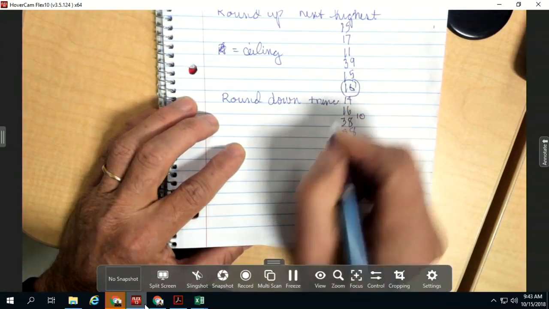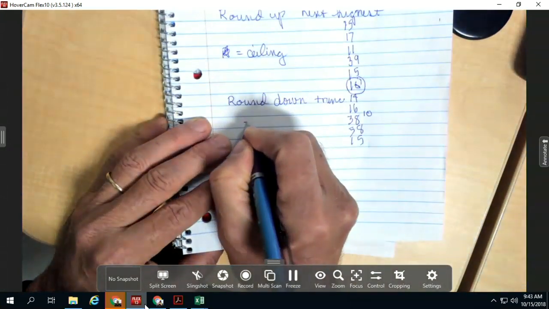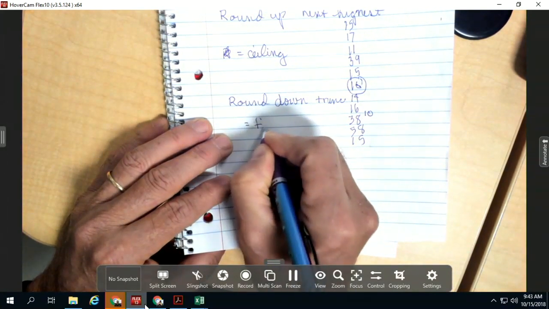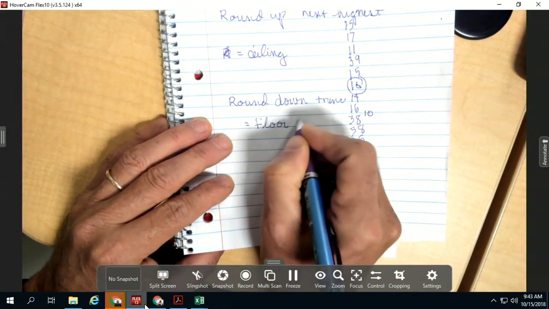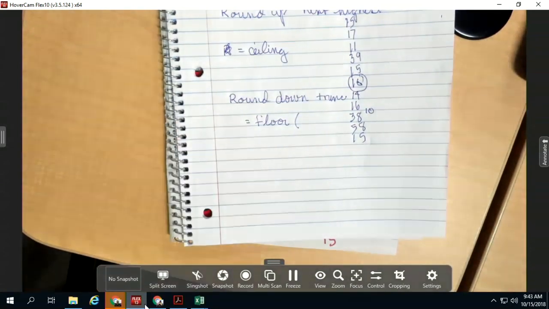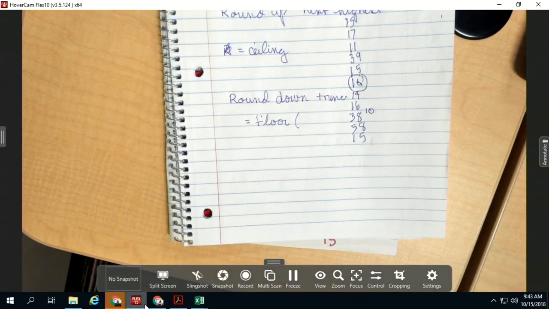Now, the part that I'm not sure about, why Excel needs to call this one floor when they also have a truncate button. Until this exact minute, I've never thought about it. But maybe you could look it up online and give us an extra credit response to why it has a truncate function and a floor function. But it does the same thing.